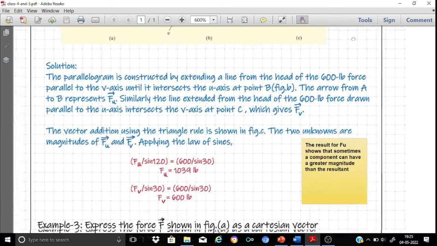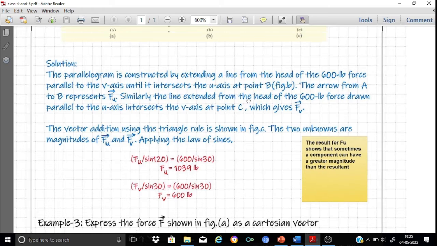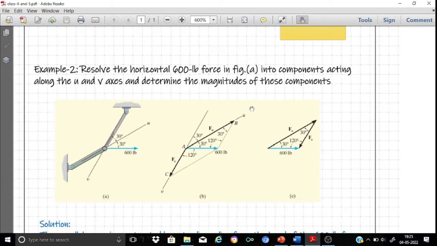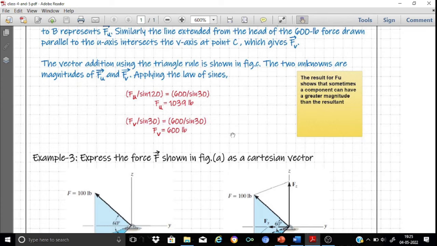So the value of the component obviously depends upon the axis along which we are seeking the component. This example provides an approach to obtain the components of a given force along any two axes. You will find that there is also a dot product approach which we can use, which you will see in the coming classes. So that's all about problem number 2.